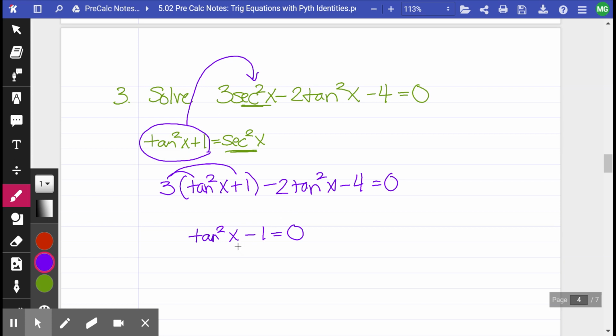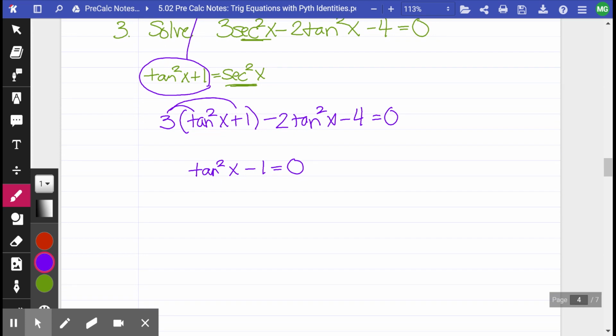All right, so now you have a couple options. You can factor it as a difference of two squares, tan x plus 1, tan x minus 1. Or you could add the 1 over and then take the square root of both sides. So the square root of tan squared x would just be tan x. But whenever you take the square root, you need to remember your plus or minus 1. It's so important because you'll be missing half of your answers if you don't do that.